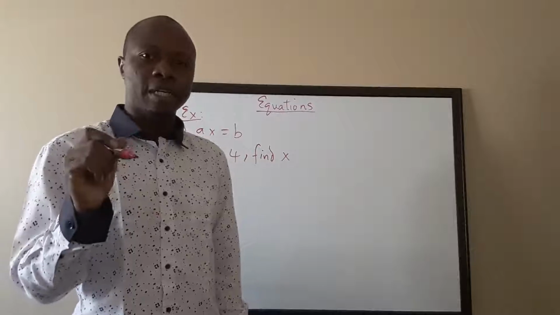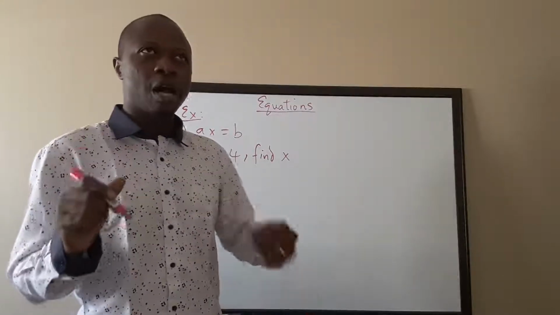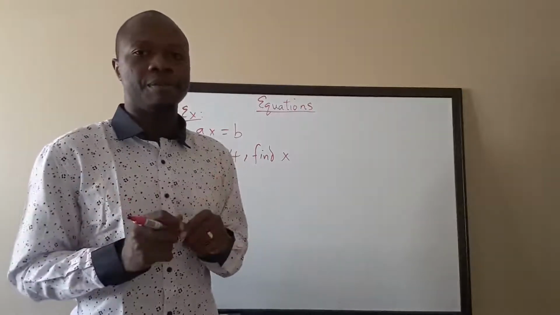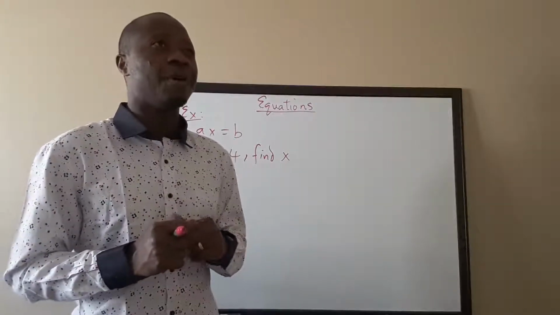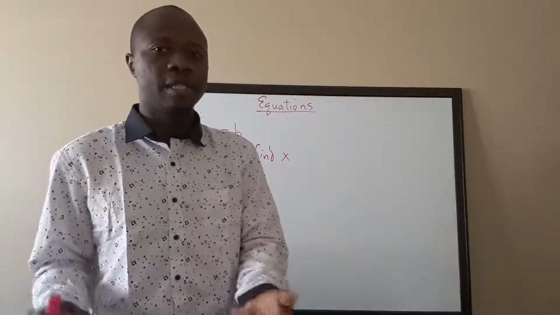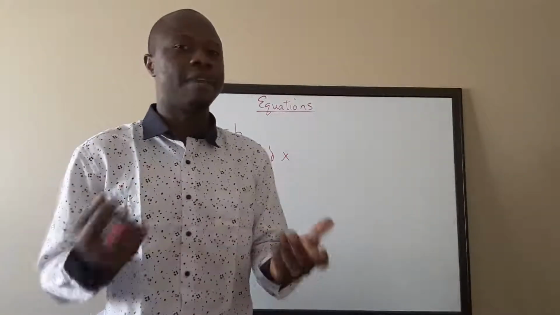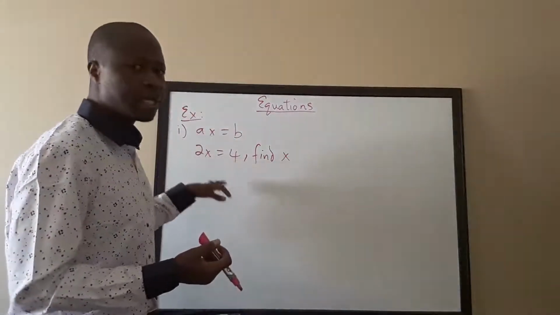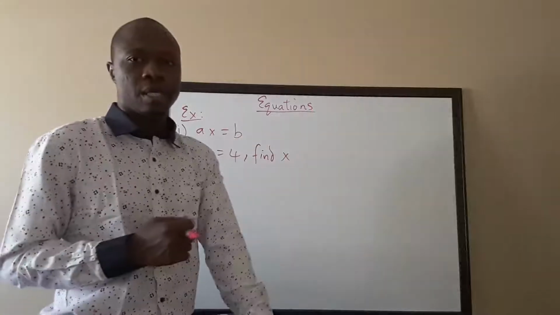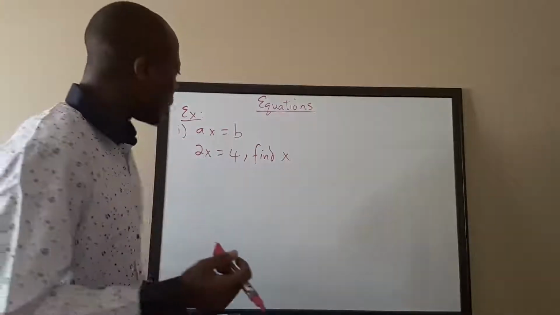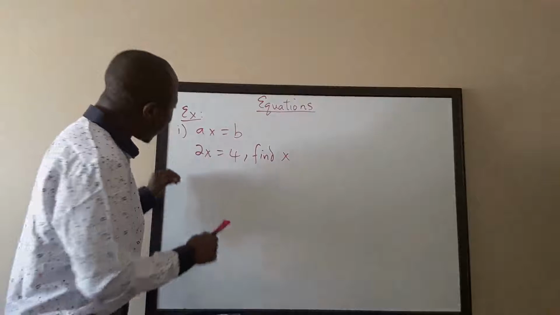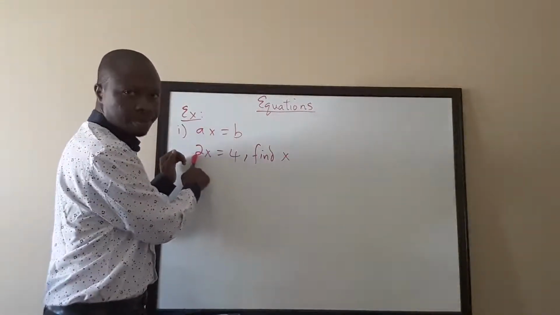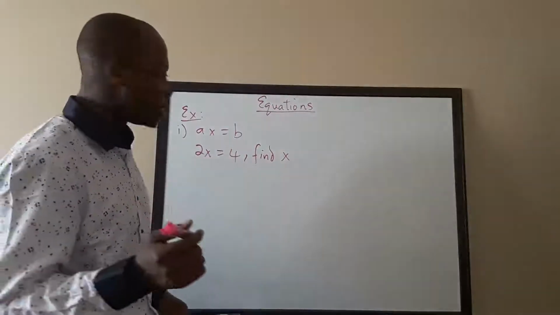A rule of thumb here: in many cases, you have to do the opposite operation to get rid of that particular thing. For example, if you're adding, the opposite is subtracting. If you're multiplying, the opposite is dividing. Here I'm doing 2 times x, because 2x means 2 times x. So I'm multiplying, and if I divide by 2, I'm going to get rid of this 2. And that's exactly what we want to do.